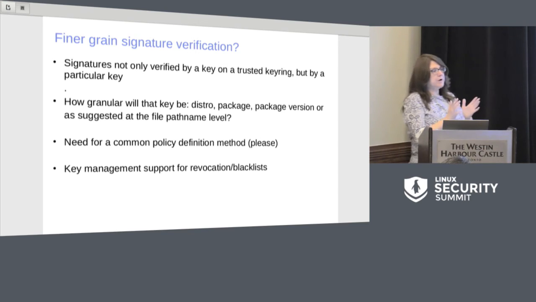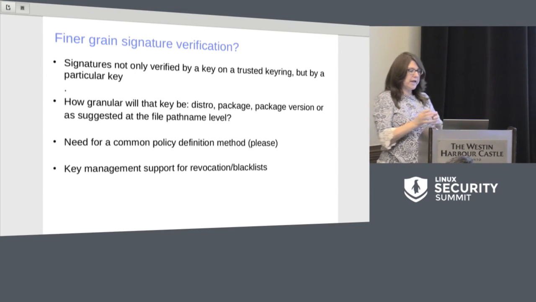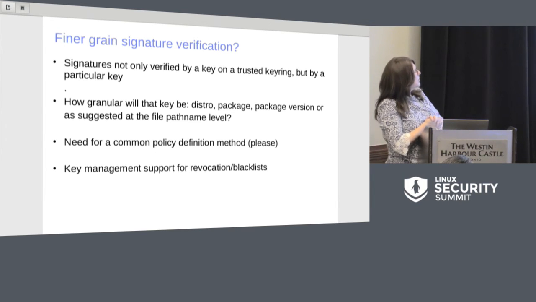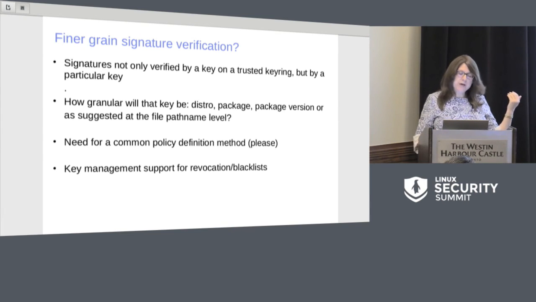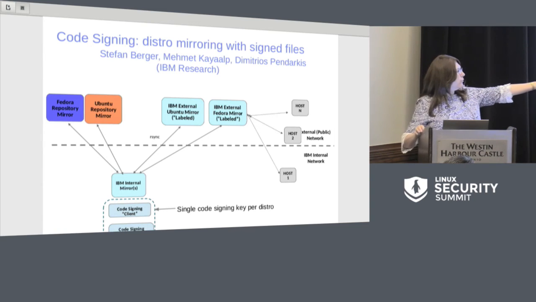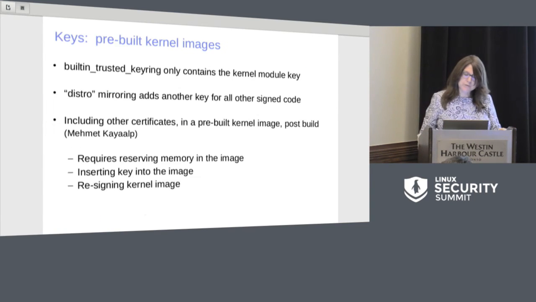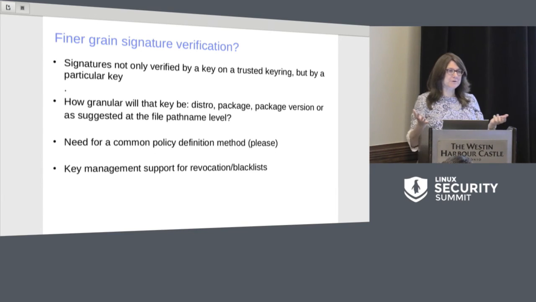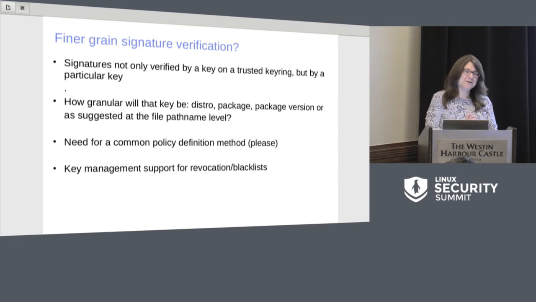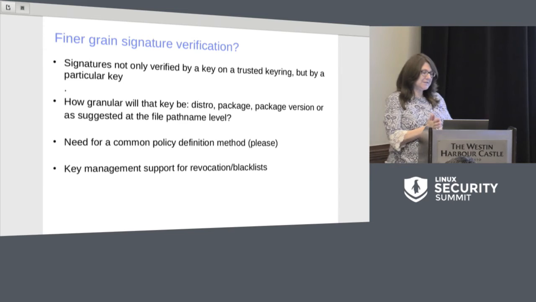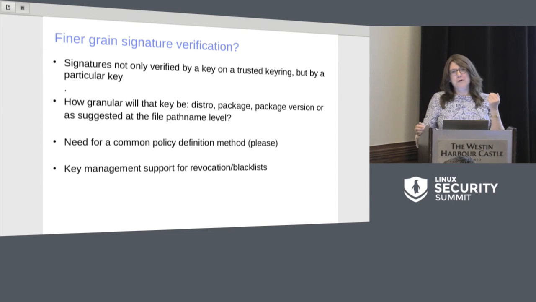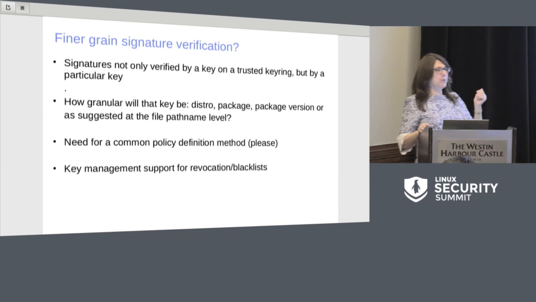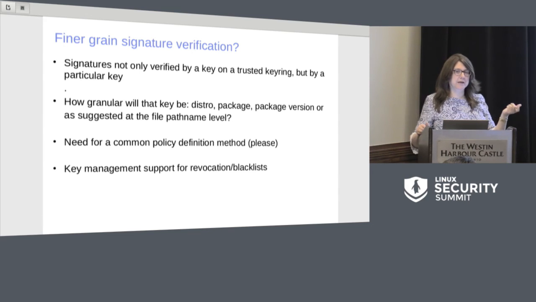Okay, so we are now closing all these measurement gaps and appraisals, but there's a problem left. If we go back to the previous slide, we've added one key per distro. But do we really want it at that level? Before we even finished setting this all up, there was a comment on the mailing list saying that we want to do it not at the distro level, not at the package level. We want to verify it based on a path name key.